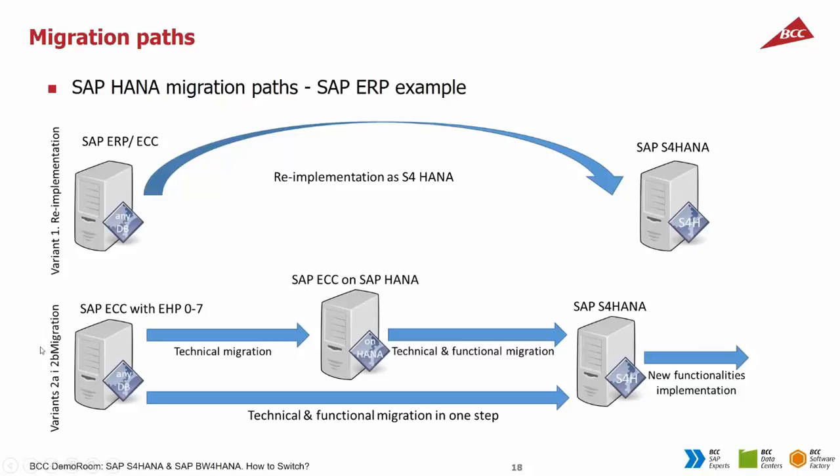The other way around is to migrate the existing system to S/4HANA. And usually when the system is quite huge, you can do it in two steps. First, the technical migration to the ECC powered by SAP HANA, ECC on SAP HANA. So just the change in the database. And then in the second step, the functional change to SAP S/4HANA.